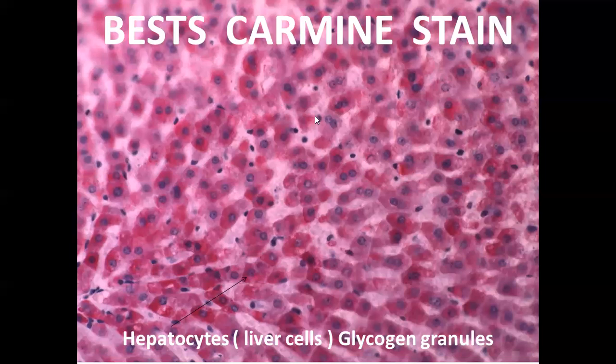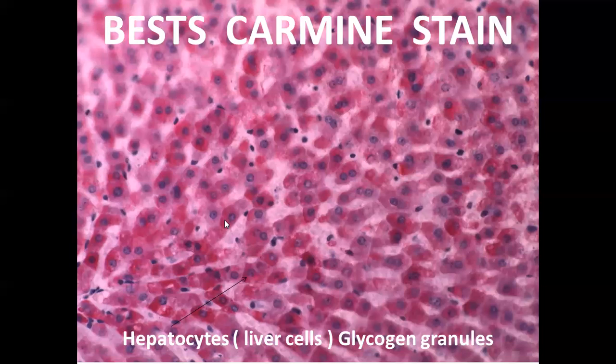This slide is taken from the liver cell or hepatocyte to demonstrate the cytoplasmic inclusion, glycogen granule. This red area is the cytoplasmic inclusion. The cell consists of the nucleus and cytoplasm. The cytoplasm is filled with organelles and inclusions.